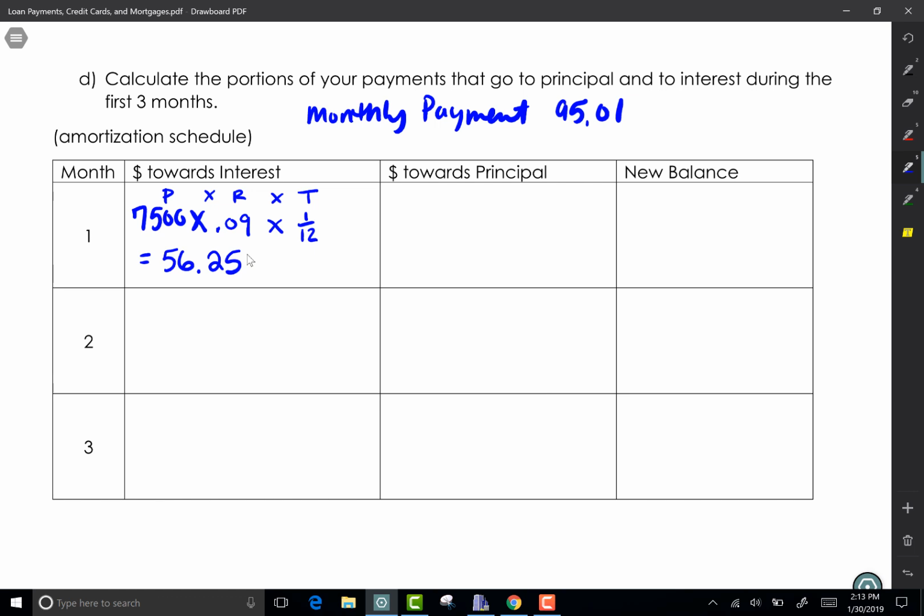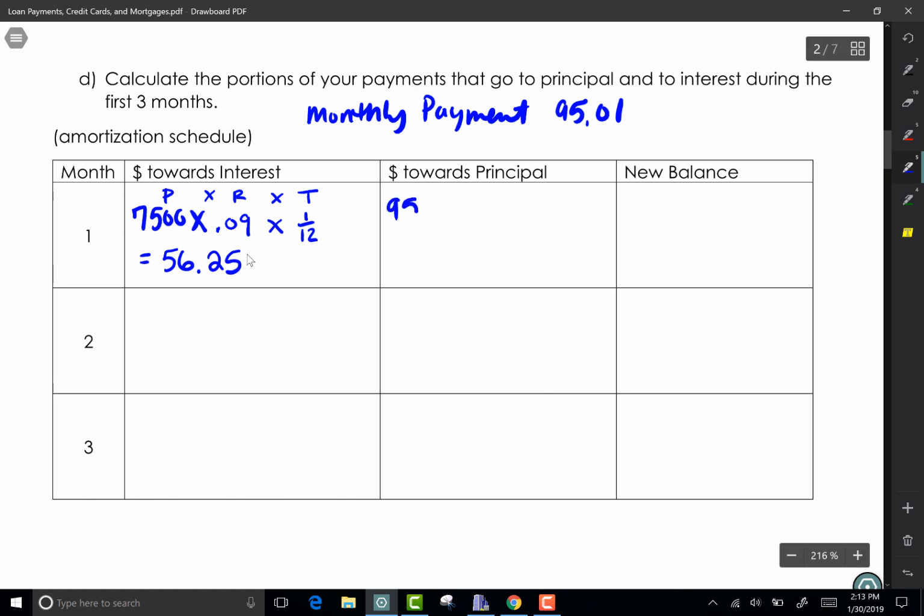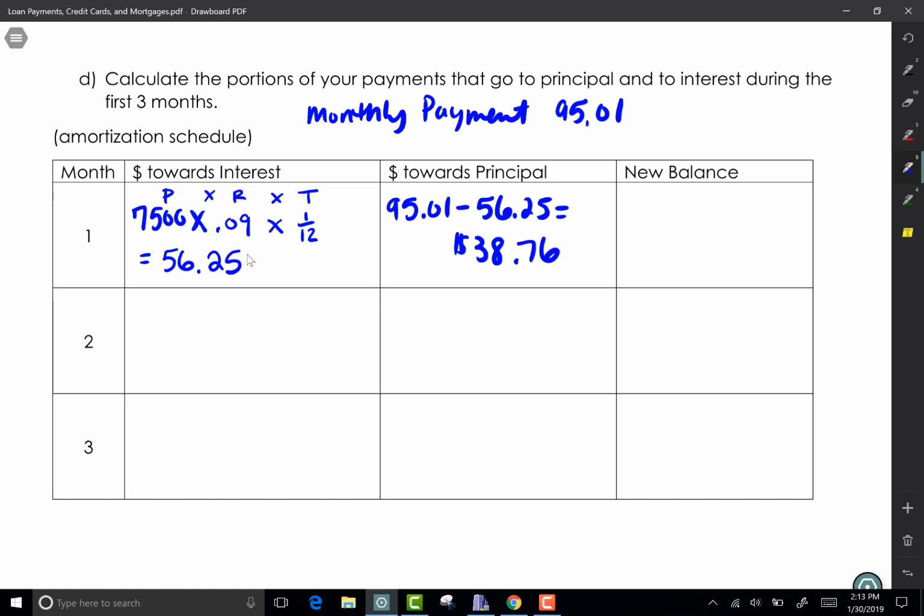So whatever is left over from that is what's going to be applied to the principal. So if I take 95.01 minus 56.25, I'm going to see that that's $38.76. So out of my entire monthly payment of $95.01, only $38.76 is actually being applied to the principal because we have so much interest that we're going to have to pay.